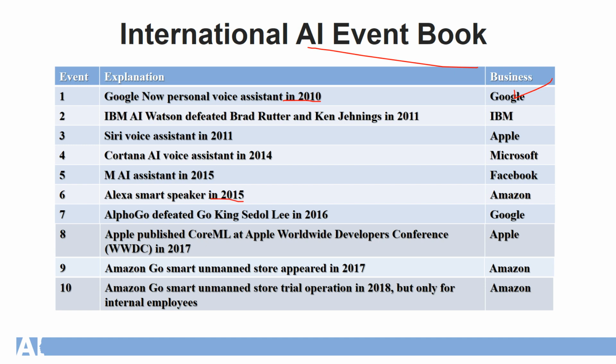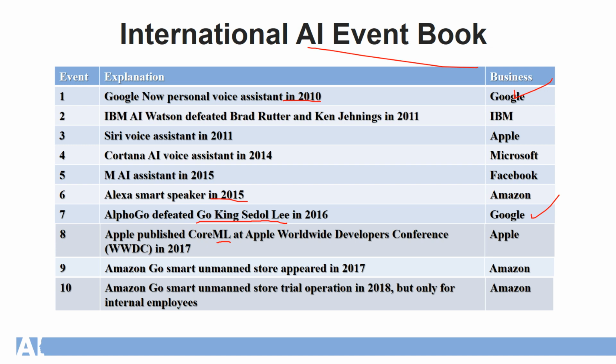Okay, and Amazon in 2015 had the Alexa smart speaker. Okay, and Go champion Lee Sedol, this is Go. Okay, AlphaGo defeated him in 2016. It's from Google. And Apple published a framework, this is machine learning, at the Apple Worldwide Developers Conference, WWDC, in 2017. Actually, it is still going on. And Amazon in 2017 launched Amazon Go.